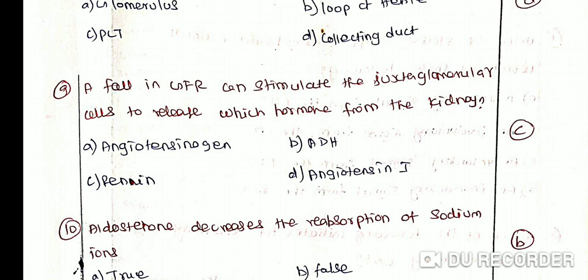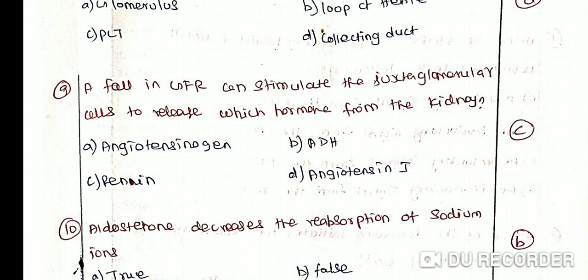Explanation: a fall in GFR, the glomerular filtration rate, leads to the release of renin from the kidney. Renin converts the inactive angiotensinogen present in the blood to its active form, angiotensin 1.